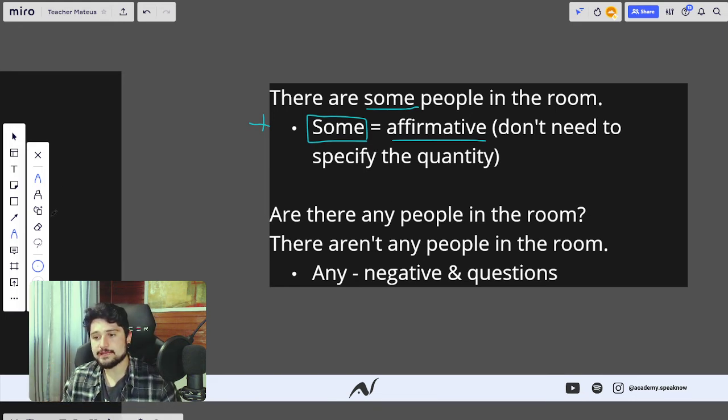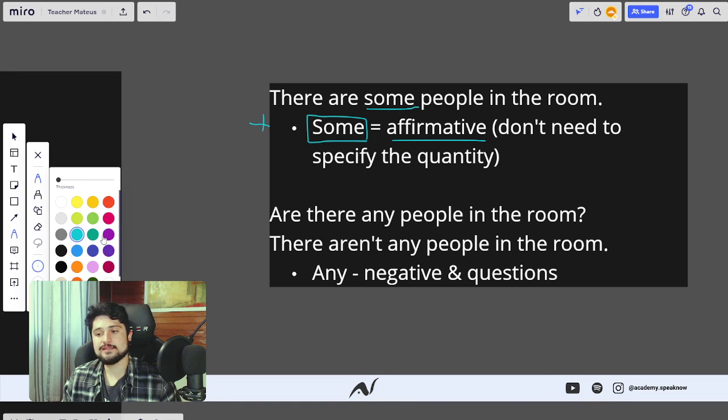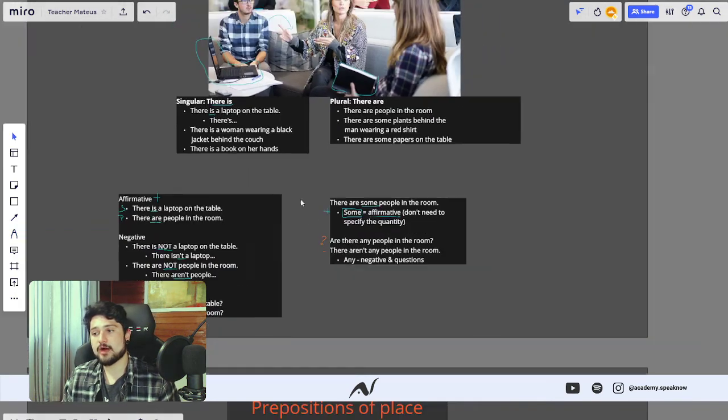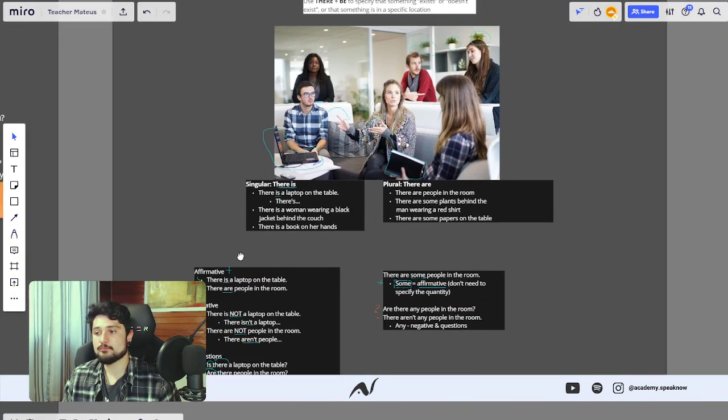While any we use for interrogative and negative, as we can see in the following. Are there any people in the room? And then we could say there aren't any people in the room. Guys, so some for affirmative existence, any for negative existence and questions about existence. So this sums up our discussion on there plus be.